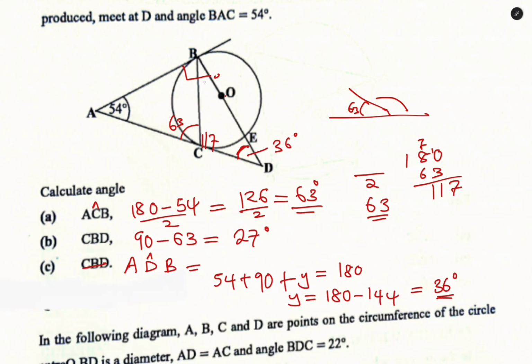Then this one we found to be, what did we find this one? 27. So you can say 27 plus 117 plus this angle that we do not have here, we can put x, equal to 180. Total angles in a triangle add up to 180. You should be able to find the same 36.